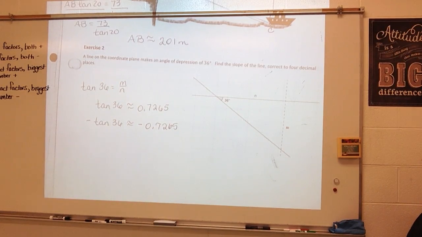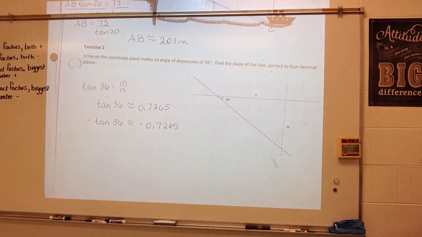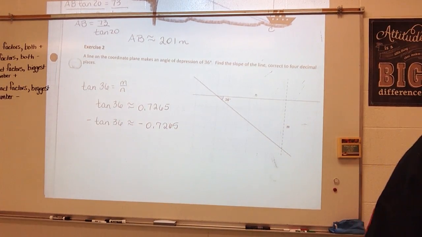The slope of a line increasing to the right is the same as the tangent. The slope of a line decreasing to the right is the same as the negative tangent. So if I have a negative slope, I have to take the negative tangent. If I have a positive slope, the slope of my line is the same as the tangent. All right, guys, that is the end of lesson 29.